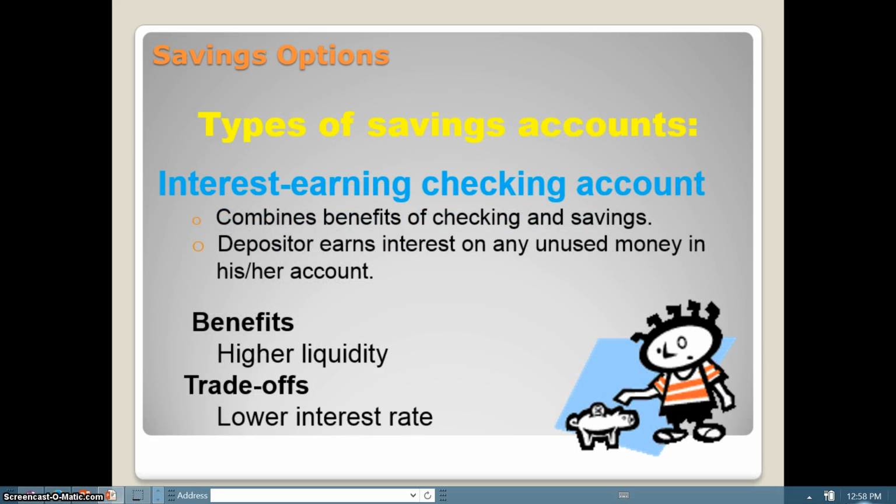You could have an interest-earning checking account, and that combines benefits of a checking and a savings account, in which you can write checks and make purchases on demand while it earns interest with the funds that are in that account. So the depositor earns interest on unused money in his or her account. The benefit is that you have higher liquidity. The trade-off is that you have a lower interest rate.